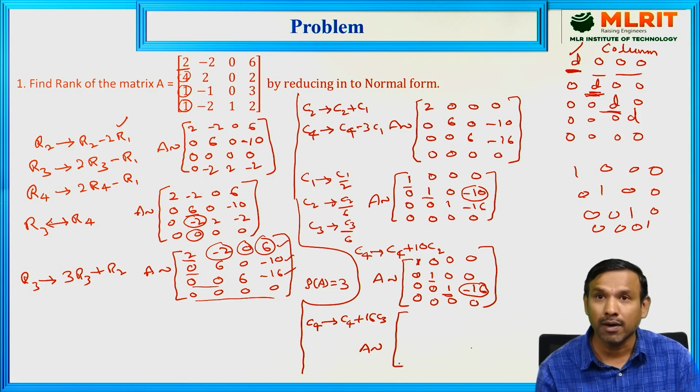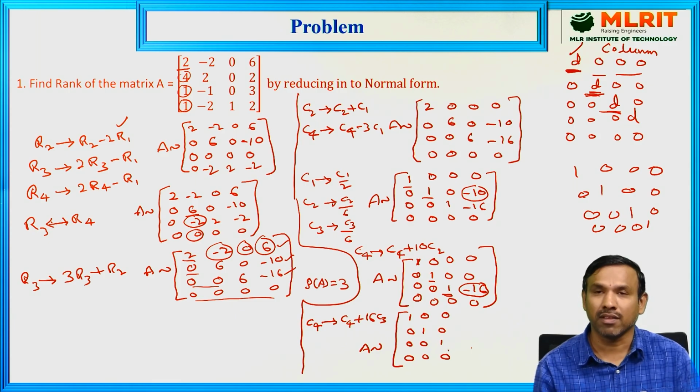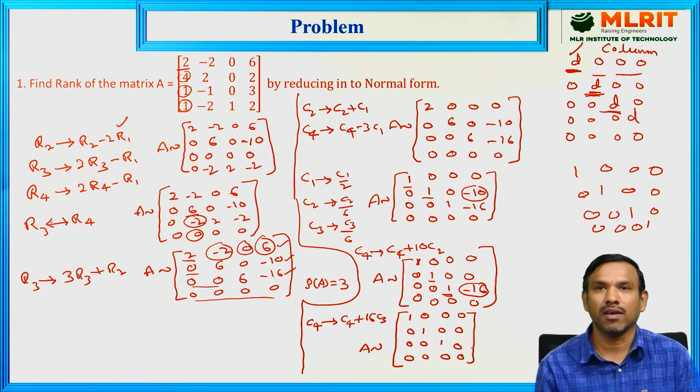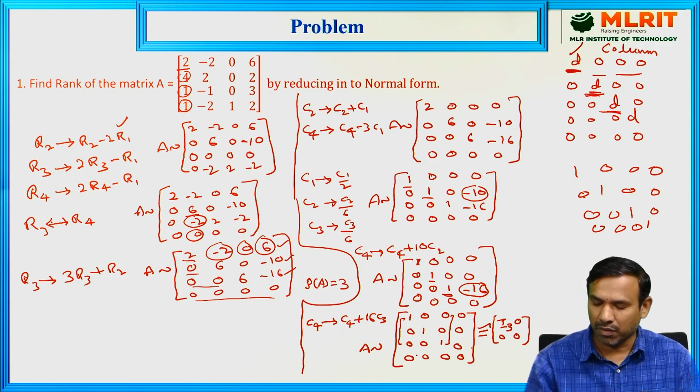Right? Now here, first column no change. Second column no change: 0, 1, 0, 0. Third column no change. Fourth column is C4 plus 16 C3: 0 plus 0, 0 plus 0, minus 16 plus 16 gives 0, and 0 plus 0. See, look at this one. Exactly, which form is it? Very clearly, the I3 matrix is there here, and the side elements are 0. So this is called a normal form.